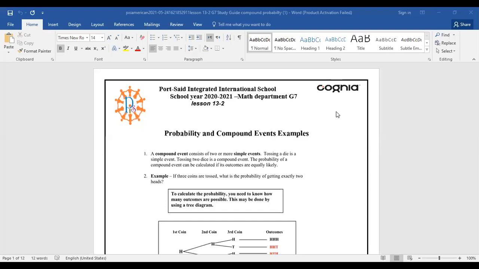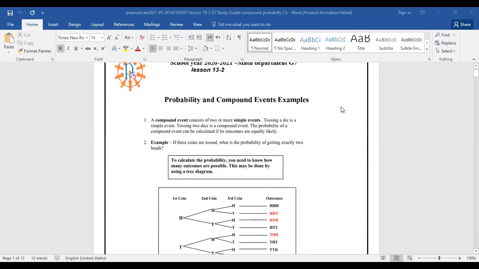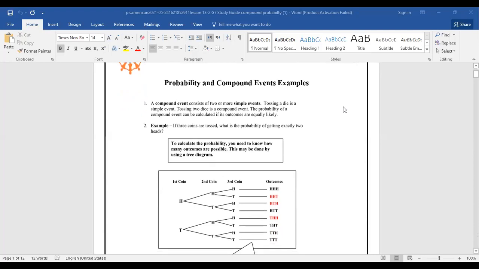So for probability in compound events, sometimes we calculate it algebraically like the previous example, and sometimes we are going to use a factor tree or a factor diagram to explain or to find a compound event. The compound event consists of two or more simple events. Tossing a die is a simple event. Tossing two dice is a compound event.